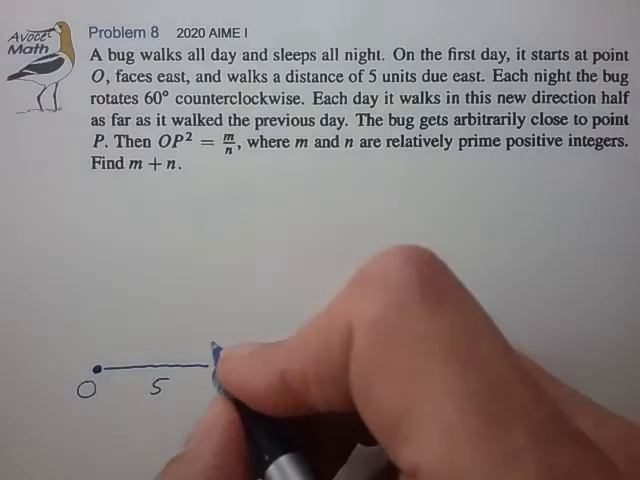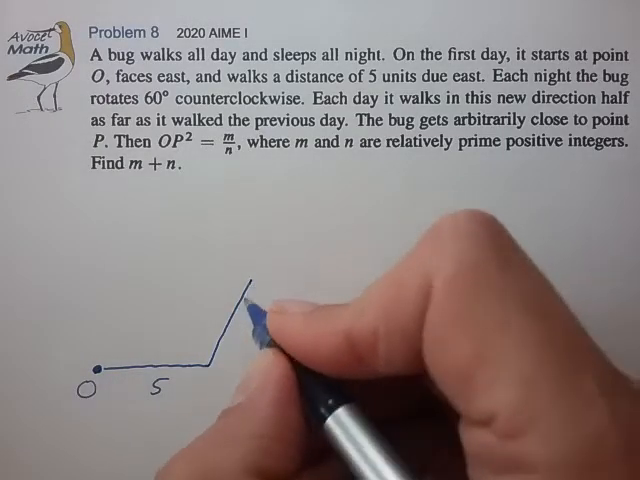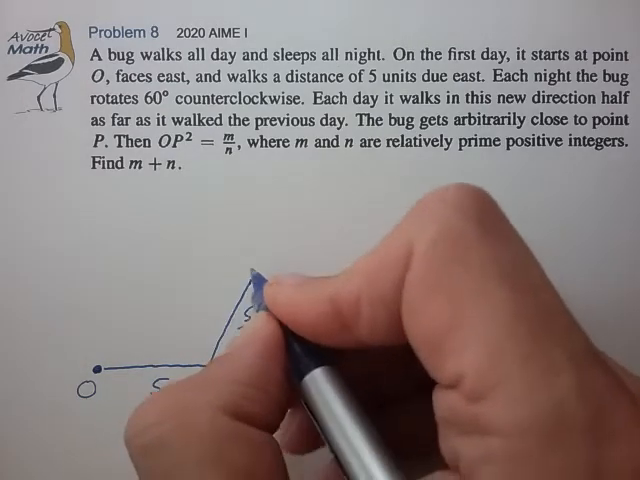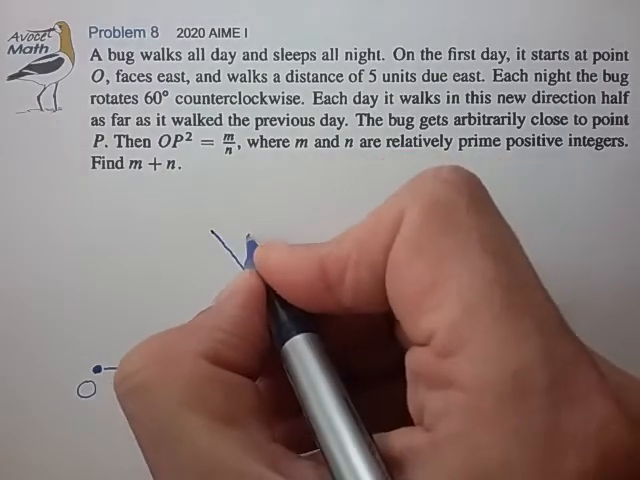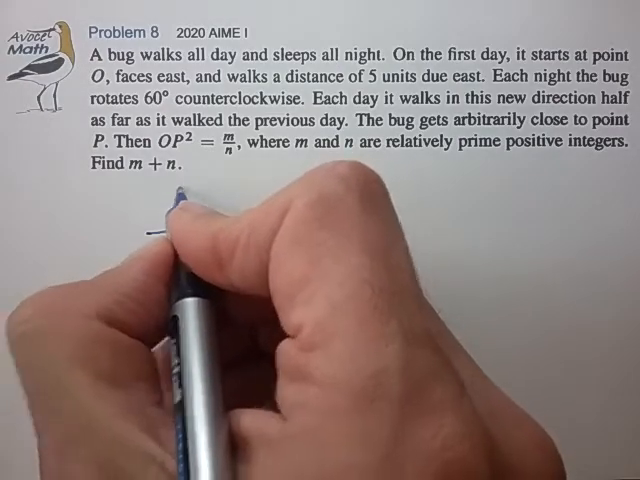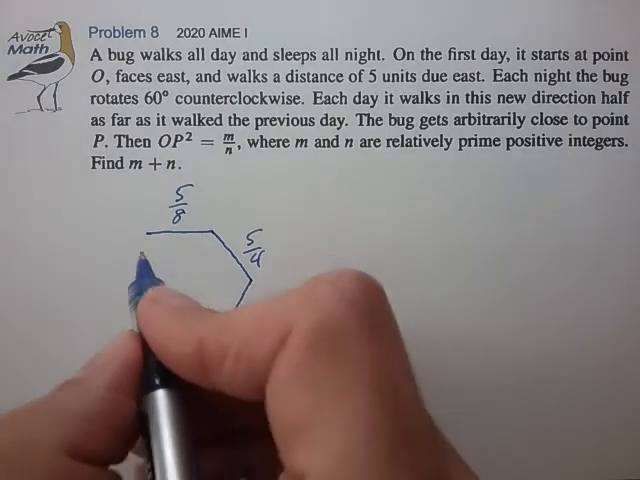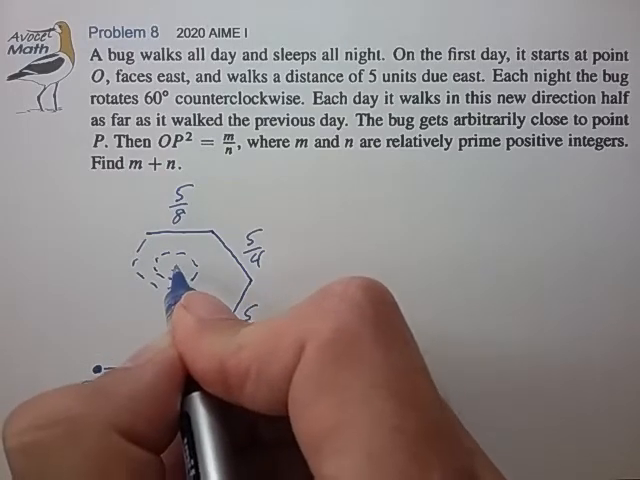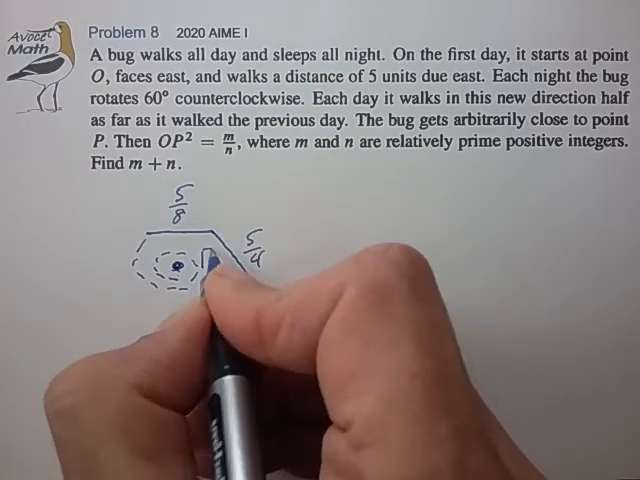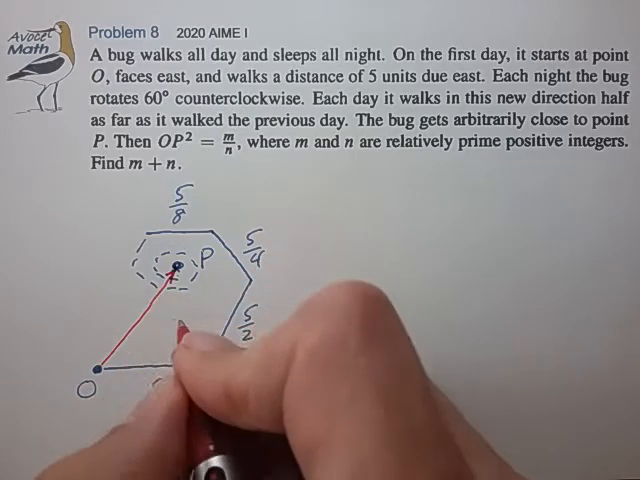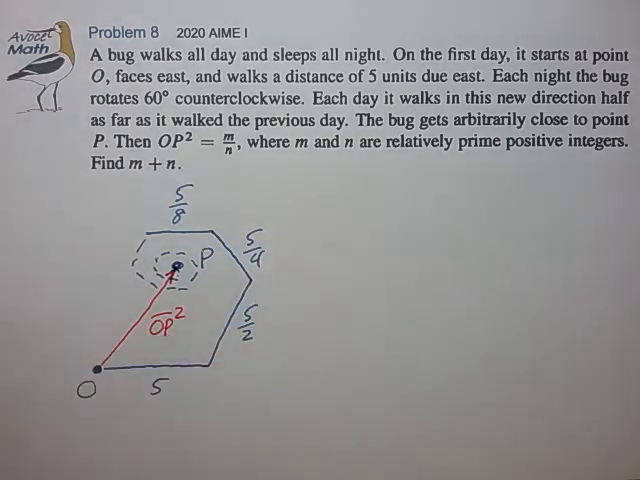And on the second day, we're going to change our direction 60 degrees and travel 5 over 2 units in that direction, turn another 60 degrees, travel 5 over 4 in that direction, turn another 60 degrees, travel 5 over 8 in this direction, and we're just going to spiral in these hexagons down to a final point P, and we're trying to find the length OP squared.